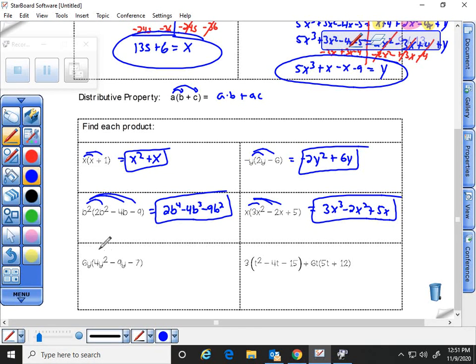Alright, next one here. Distribute the 6y, it means multiply the 6 times the numbers, and the y's increase by 1 power, it looks like. So 6 times 4 is going to be 24. Y times y cubed is y to the third. 6 times 9 is a minus 54. Y times y is y squared. And 6y times a minus 7 is a minus 42 and then just y.